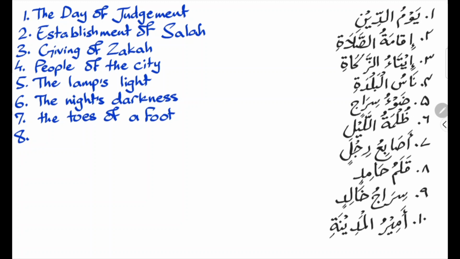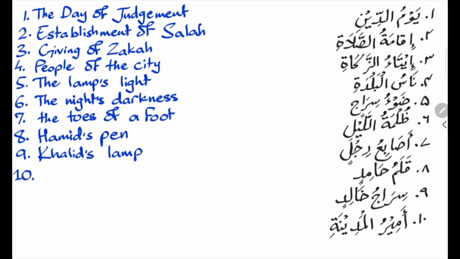Number 8. Qalamu hamidin. Qalam is pen. Hamid is Hamid. Qalam is the mudaf. Hamid is mudaf ilayh. Hamidin is getting 2 kasras on the dal, which is the last letter, because it's mudaf ilayh, and mudaf ilayh always gets a kasra. Qalamu hamidin. Hamid's pen. Number 9. Siraju Khalidin. Khalid's lamp.